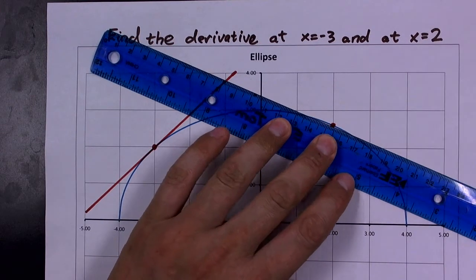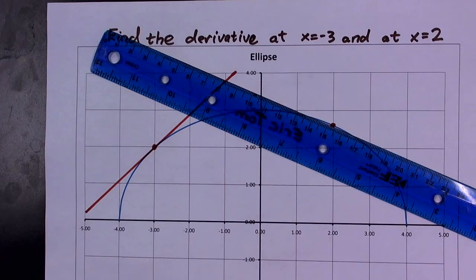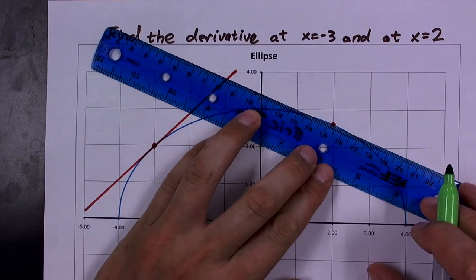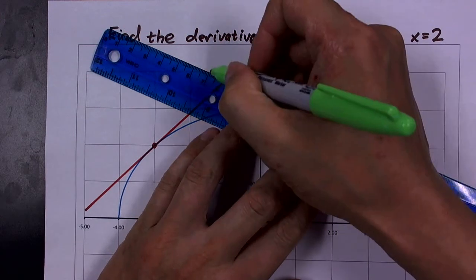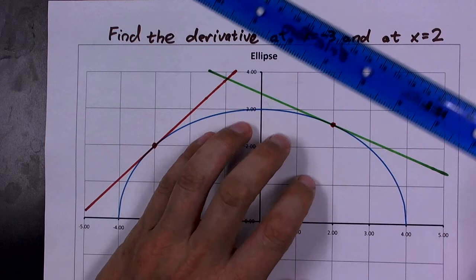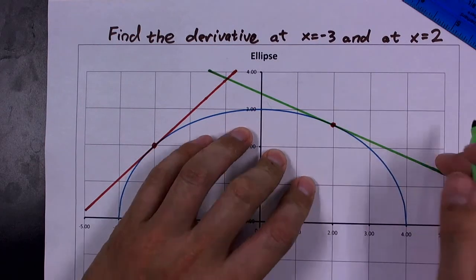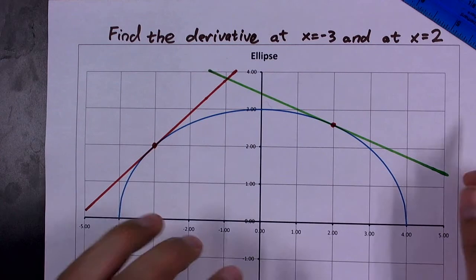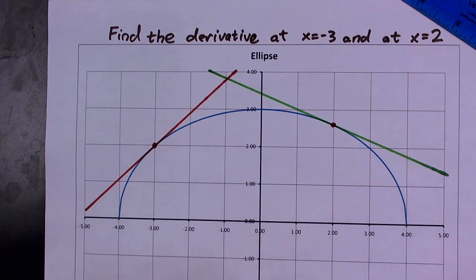And how about I change colors for this one? I'll do this one in, let's try this kind of tennis ball green here. And it helps to draw your tangents really long. That way, if you're off by a little bit over a long span, it's not that big of a deal. Okay, so we got our tangent lines, but that's not it.